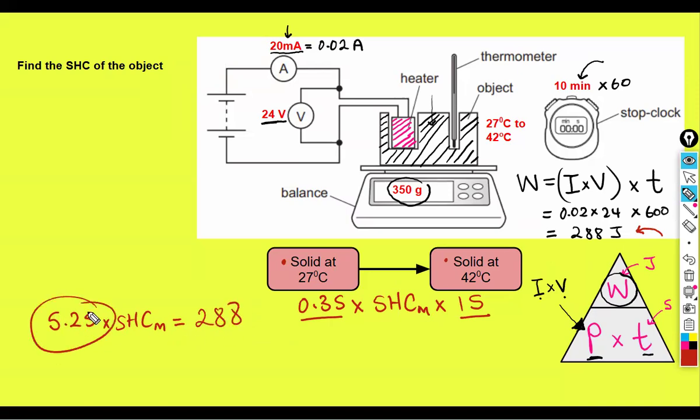So it's just to solve. Throw across and multiply, bam, you get a divide. Let's see what we get here. 288 divided by 5.25. Hey, you're getting the answer a lot of people are submitting. 54.86 joules per kilogram degrees Celsius.